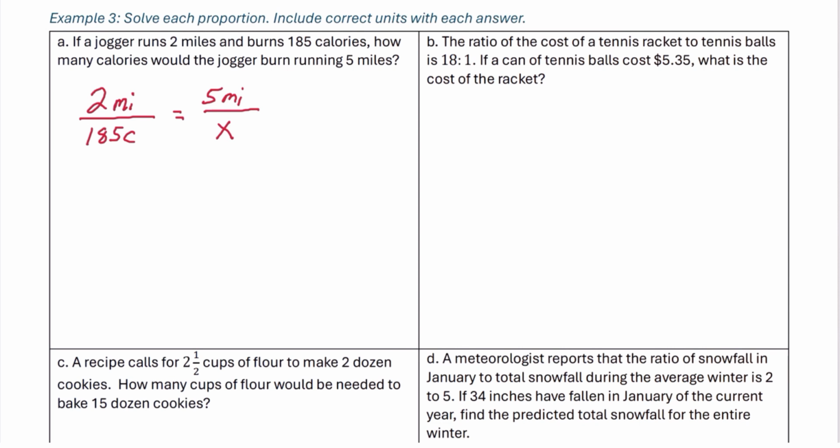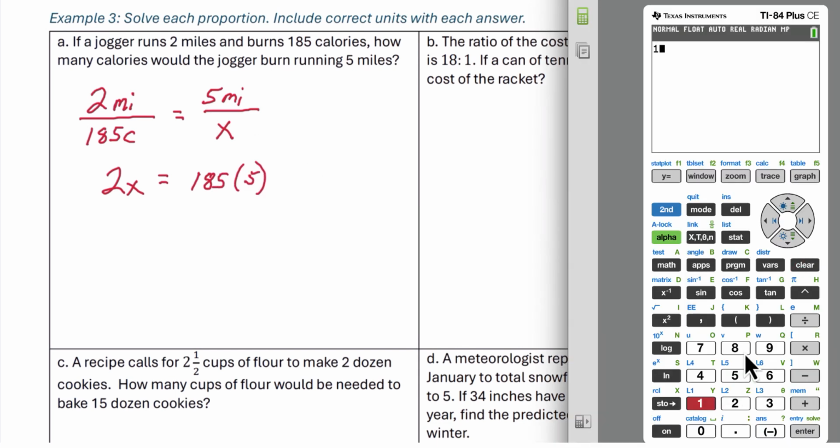Once we have the proportion, we can cross multiply. 2 times x is 2x, and we get 185 times 5. 185 times 5 is 925. 2x equals 925. Now we divide by the coefficient on x.